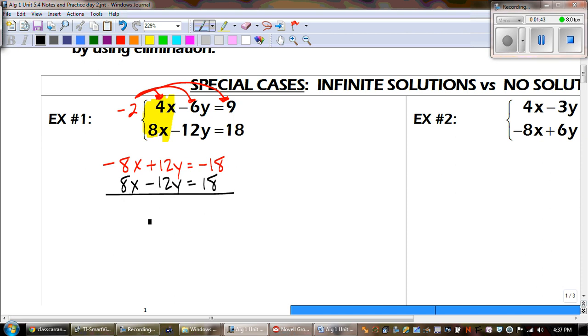Now, when we combine our terms, well, the -8x and the +8x, awesome, they cancel. But wait a second. What happens with those guys? Yeah, they end up canceling too. We've never seen that before. Well, so on the left side, we have 0. But now on the right side, what happens? Yeah, -18 plus 18 gives us 0, which is true, which means our answer is infinite solutions.